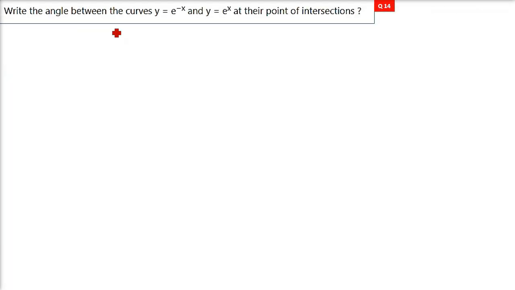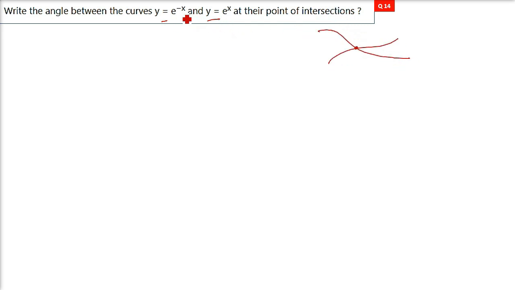Write the angle between the curves. So there are two curves at their point of intersections. So let us find out the point of intersection, find out the dy by dx, that is m1 and m2, and find out the angle between them using the tan theta formula. At the point of intersection, so first we have to find out the intersection point. What will be the point of intersection?